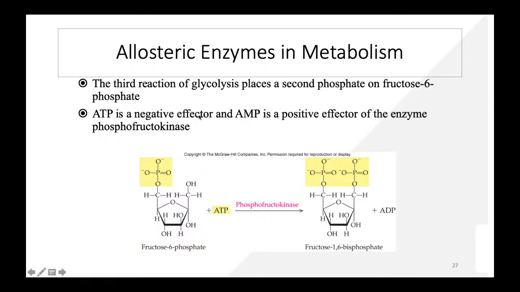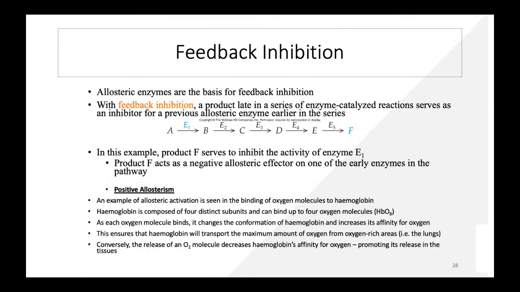In the same way, one example is here: a phosphate group is there. We have added ATP to fructose 6-phosphate, and in the presence of the enzyme phosphofructokinase, another phosphate group is attached, and then ADP is produced. So the third reaction of glycolysis places a second phosphate on fructose 6-phosphate. ATP is a negative effector, and AMP is a positive effector of the enzyme phosphofructokinase. Then there is feedback inhibition. Allosteric inhibitions are the basis of feedback inhibition.